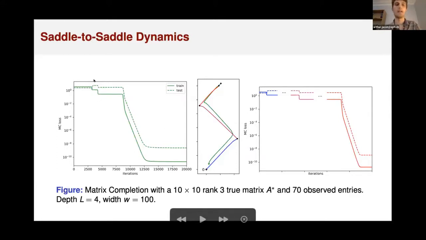Yeah, and in general, that's for the deep case. So you see that these drops are very sharp. For shallow networks, the drops are a bit smoother in a sense.